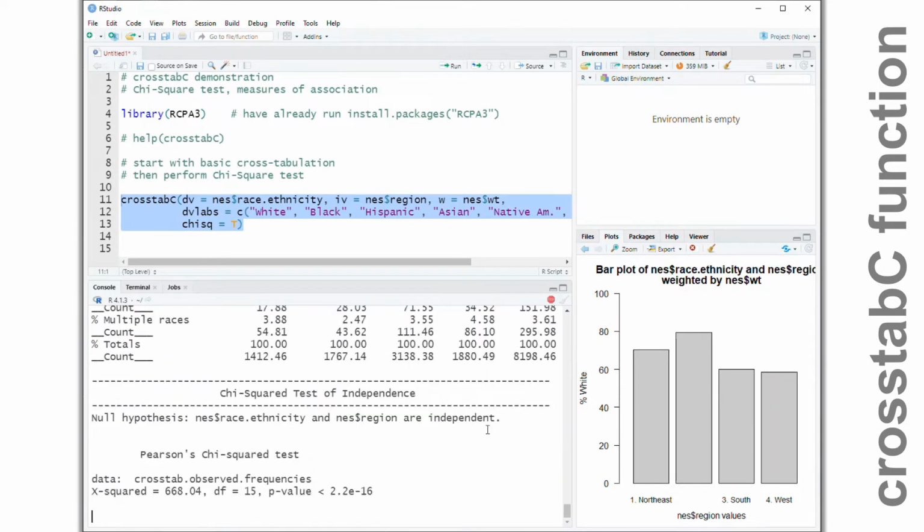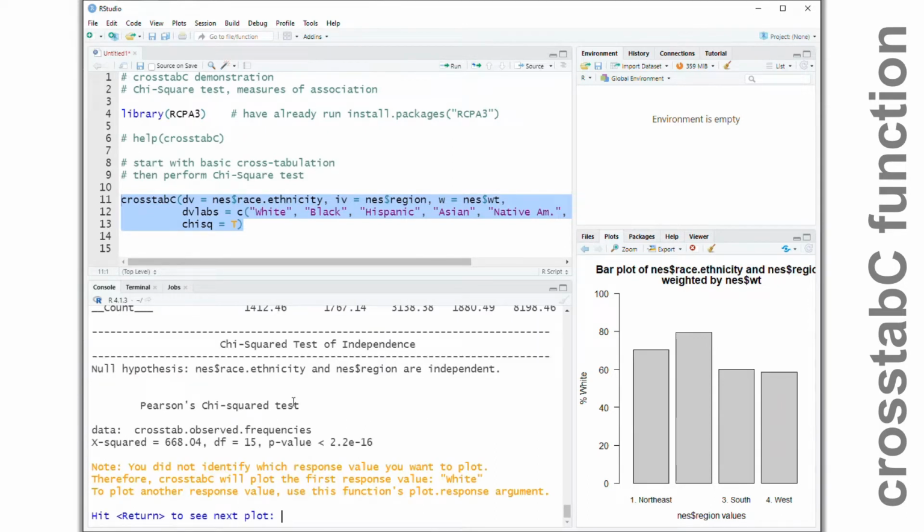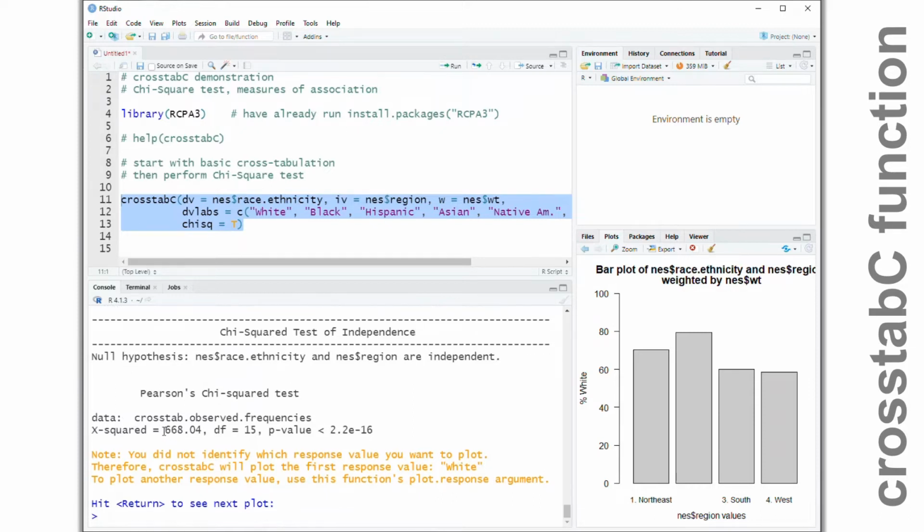So there's our cross-tabulation. Here comes our chi-square test of independence. The null hypothesis is that the variables are not related, meaning that they're independent, and the chi-square test assesses that possibility. According to the output here, our chi-square test statistic is a whopping 668.04, and the p-value of that test statistic is less than 0.05.